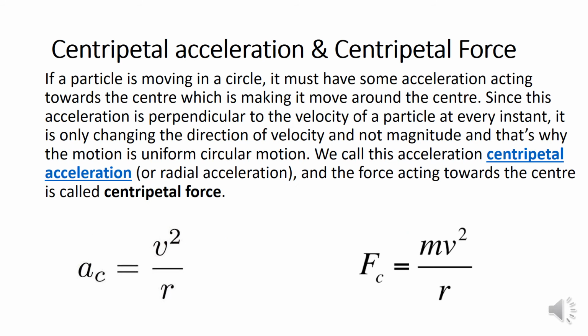Now, remember, I did mention acceleration and centripetal acceleration. So just remember that if a particle is moving in a circle, it must have some acceleration acting towards the center. Since this acceleration is perpendicular to the velocity of the particle at every instant, it is only changing the direction of the velocity and not the magnitude, as I discussed earlier. So we call this acceleration centripetal acceleration, and the force acting towards the center is called the centripetal force, right?